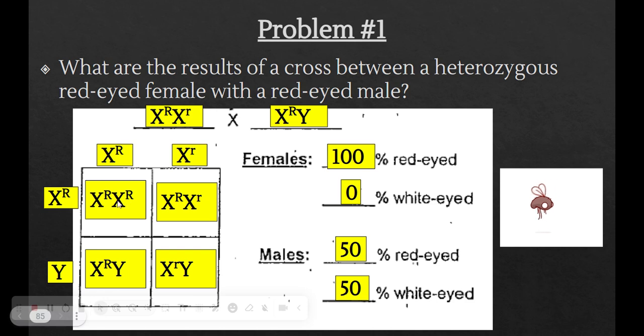So that means 100% of the females, 2 out of 2 boxes, are red-eyed. X capital R, Y, X little r, Y. That means half, 50%, 1 out of 2 males here are red-eyed, and 50% are white-eyed. Could be. This is probability, of course. So you have to do it with the male and then female, and that's how you look at it.